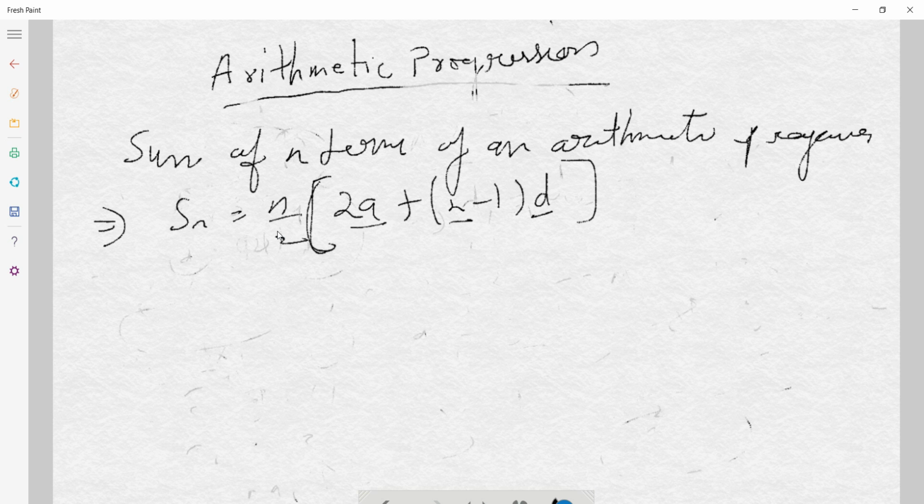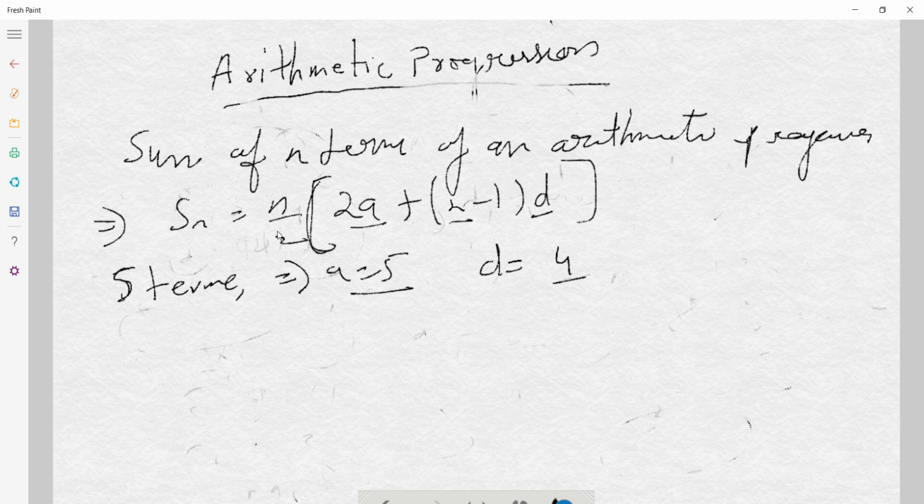So we do one exercise here. Let's say we need to find the sum of 5 terms of an AP, if the first term is 5 and the common difference equals 4. So how do you find that out?